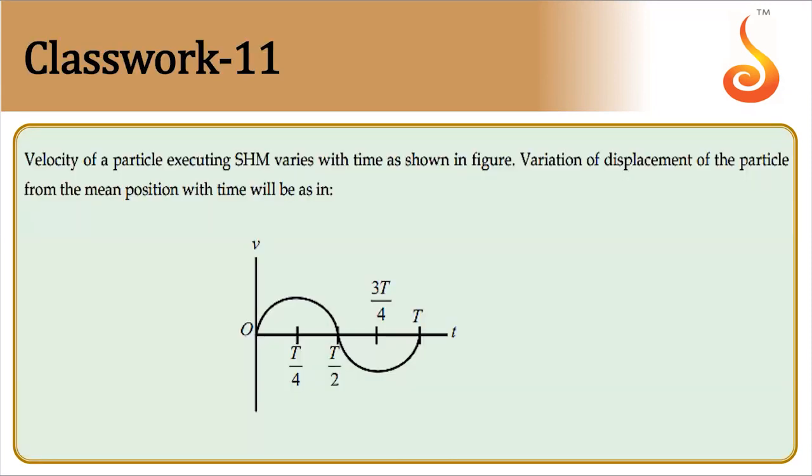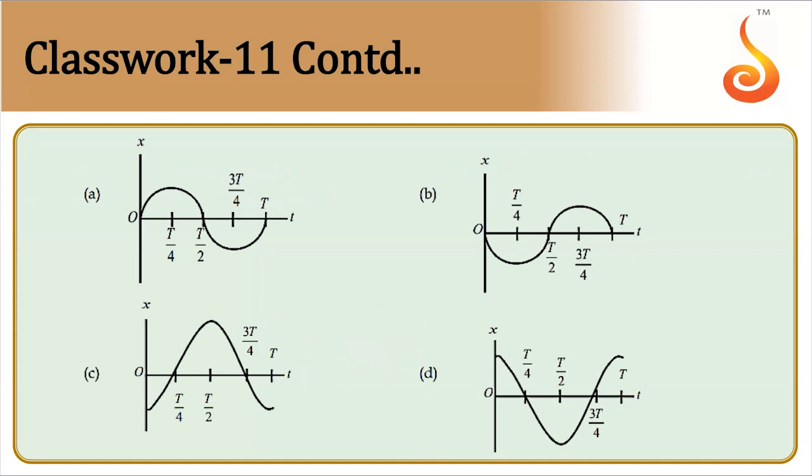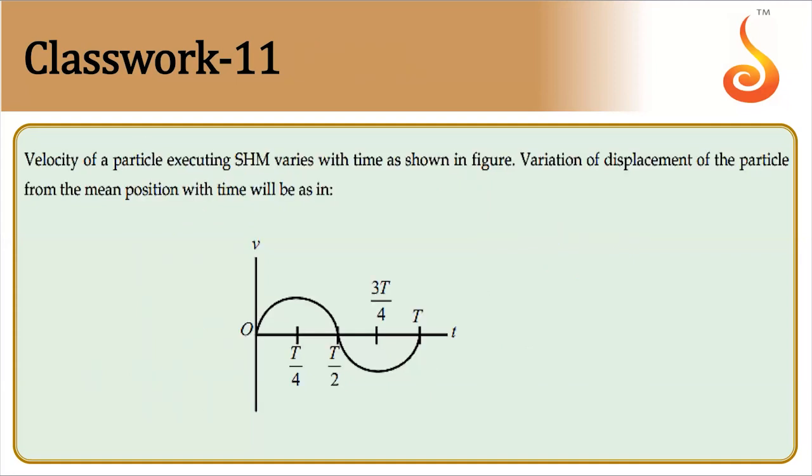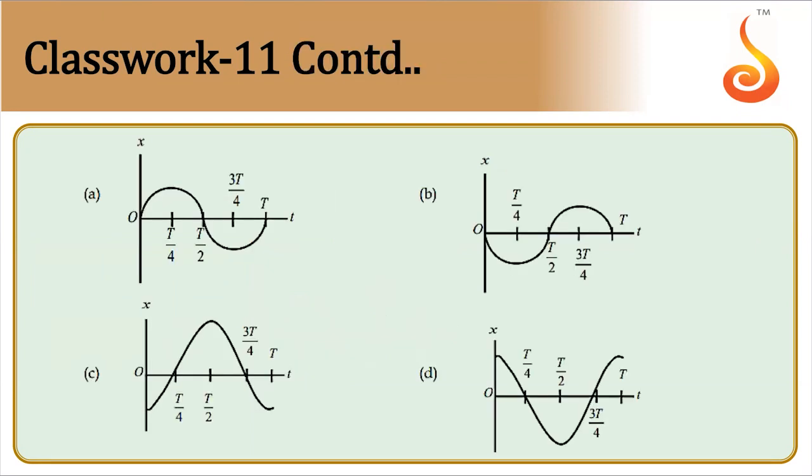Velocity of a particle executing SHM varies with time as shown in figure. Variation of displacement of the particle from mean position with time will be as in. So these are the 4 options. So velocity graph is given. Note down this. You have to choose the correct option for displacement. Yes, these are the 4 options. So it should be the correct one.